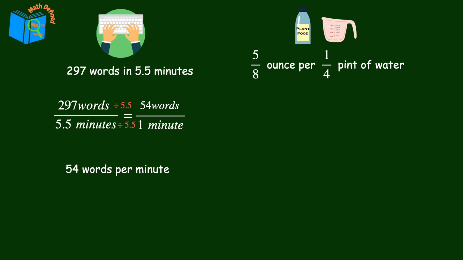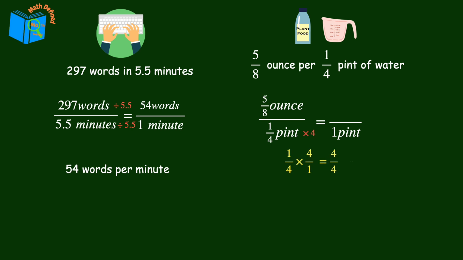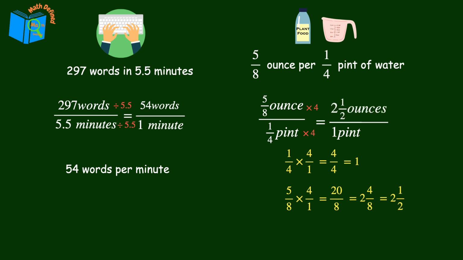We will write the rate as the fraction 5/8 ounce over 1/4 pint and set it equal to 1 pint. Since we have 1/4 of a pint, which is less than 1 pint, we need to multiply by 4 to equal 1 full pint. So we'll multiply 5/8 by 4 as well. 5/8 times 4 over 1 equals 20 over 8, which we can simplify to 2 4/8 or 2½ ounces. So the unit rate is 2½ ounces of plant food per 1 pint of water.